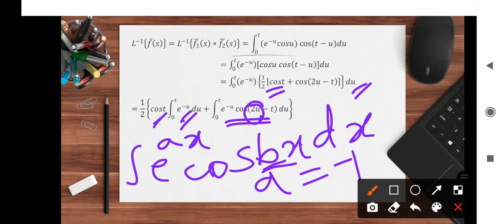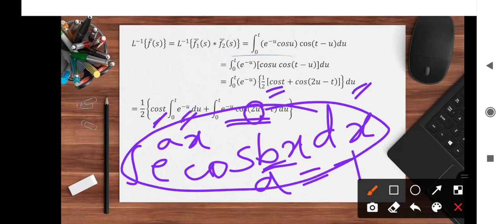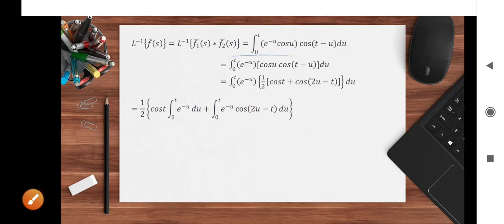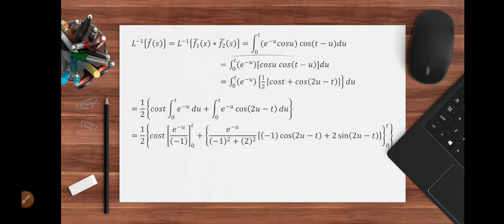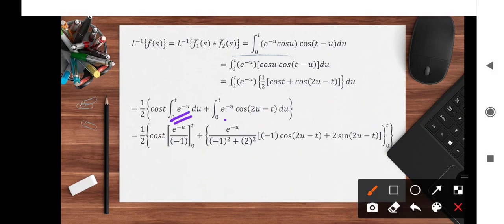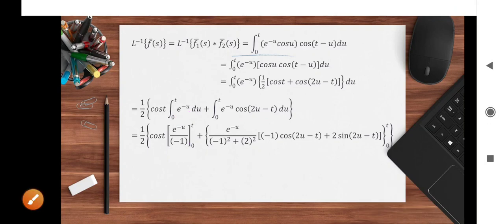So applying the result for this integration with a equal to minus 1 and b equal to 2, you will get the integration result within the limit 0 to t. So here the integration of e raised to ax cos bx dx result you have to apply. Here a equal to minus 1 and b equal to 2. And then you have to simplify this term.